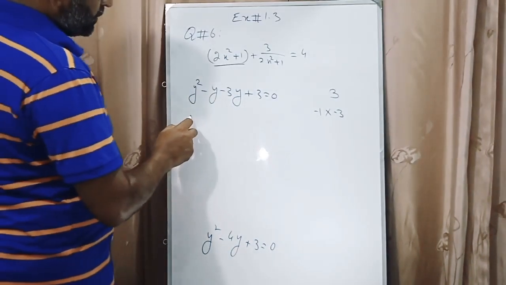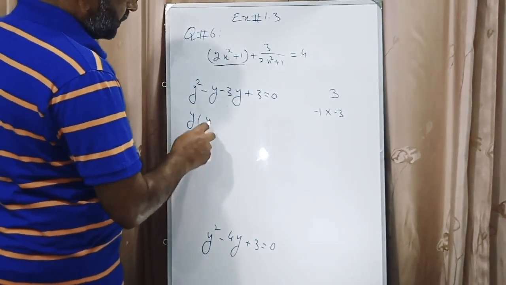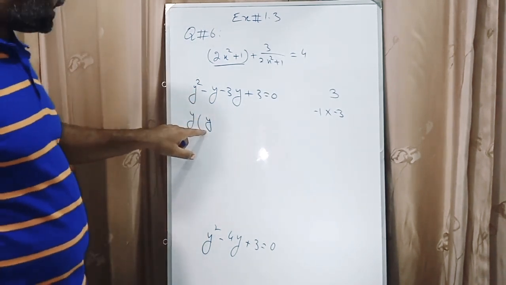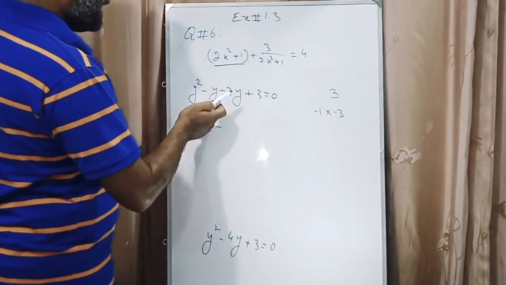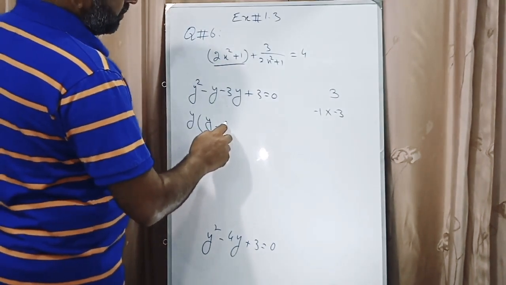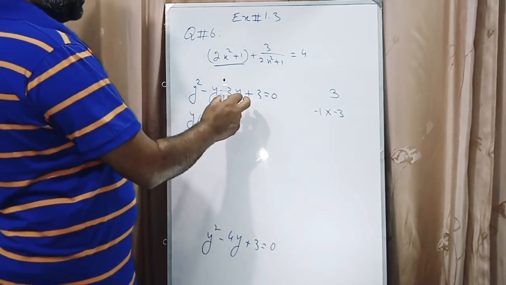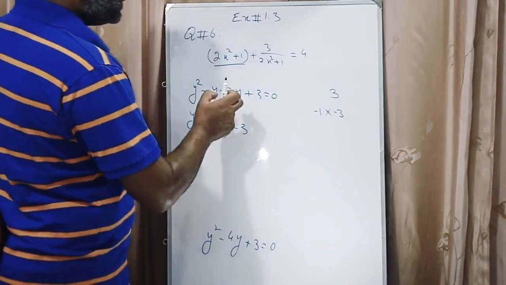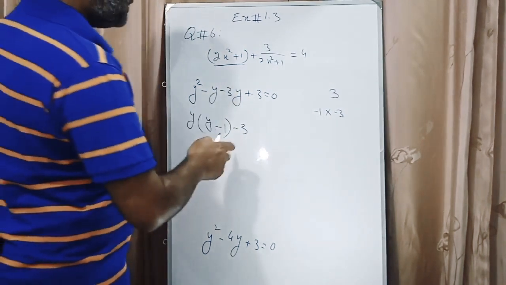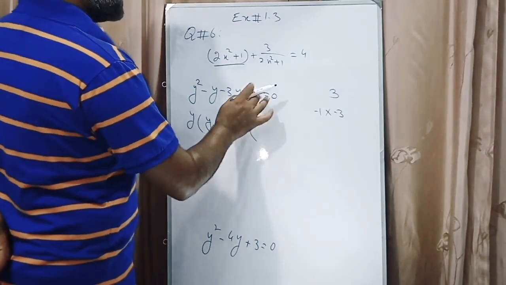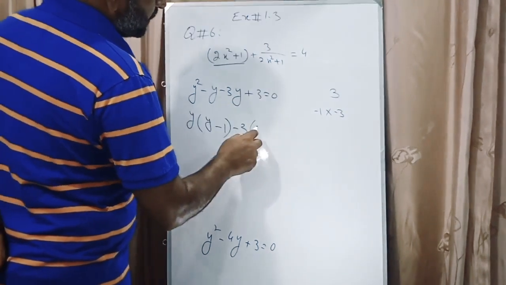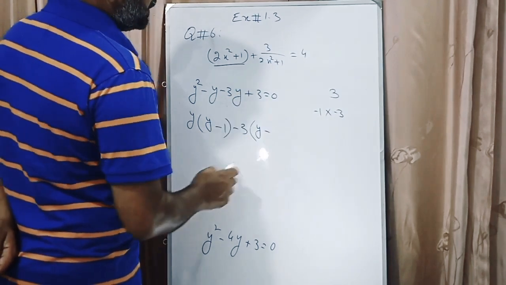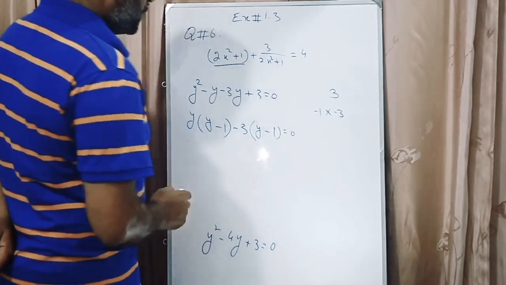From the first two terms I will take Y as common. Taking Y common from Y², what is left is Y, and from minus Y, what is left is minus 1. From the last two terms I have to take minus 3 as common, and when we take a minus number as common, it changes the sign of all the numbers written in the bracket. So Y will become plus, and taking minus 3 common, here will be minus 1, that is equal to 0.